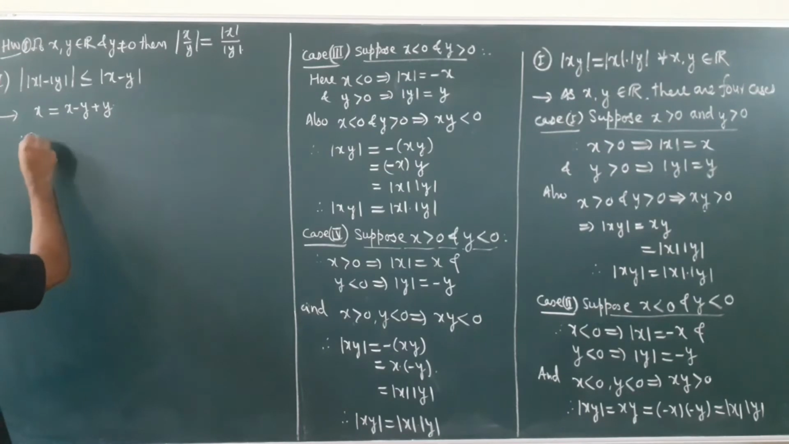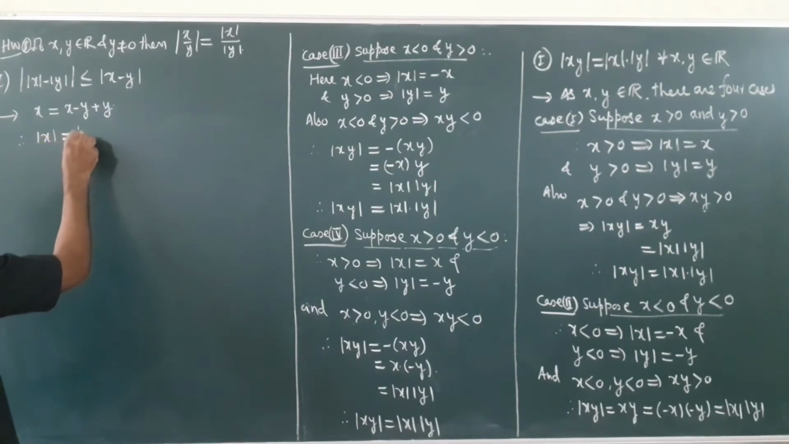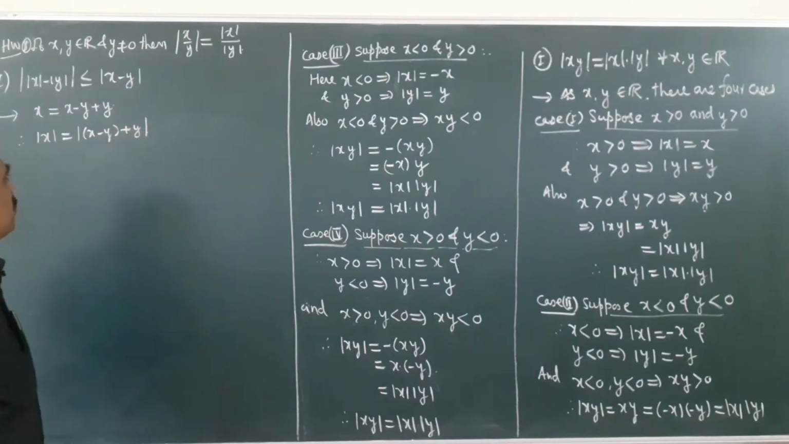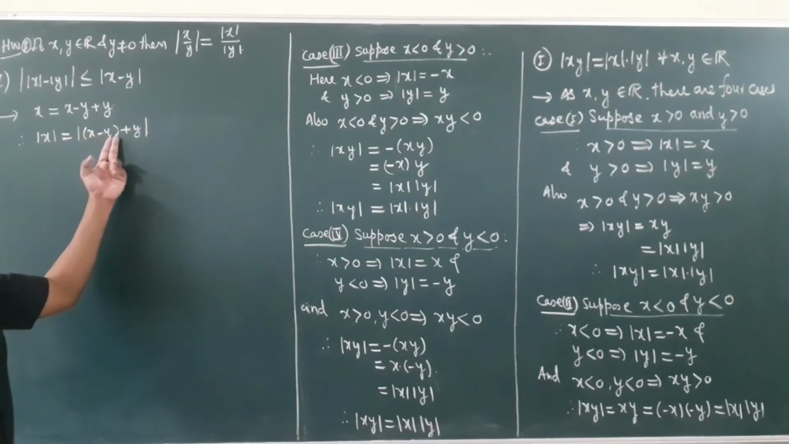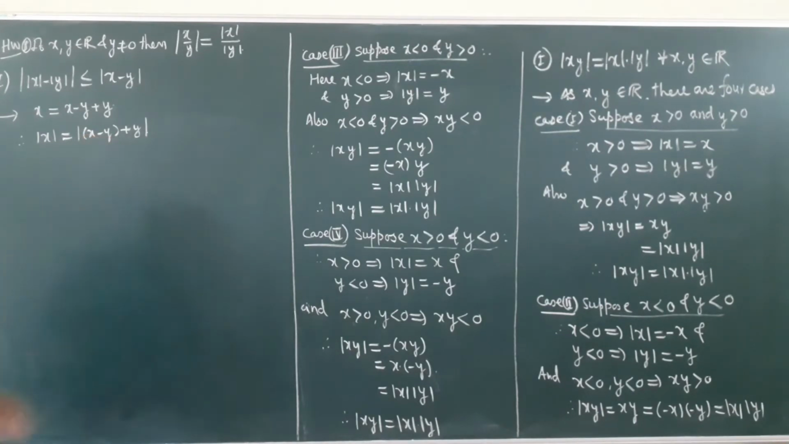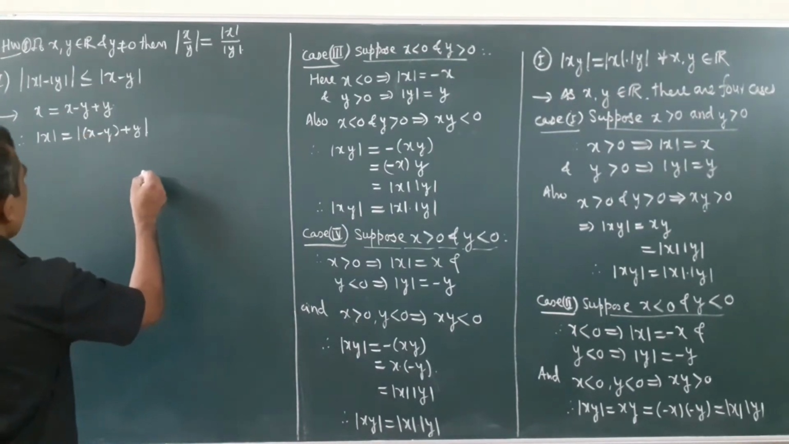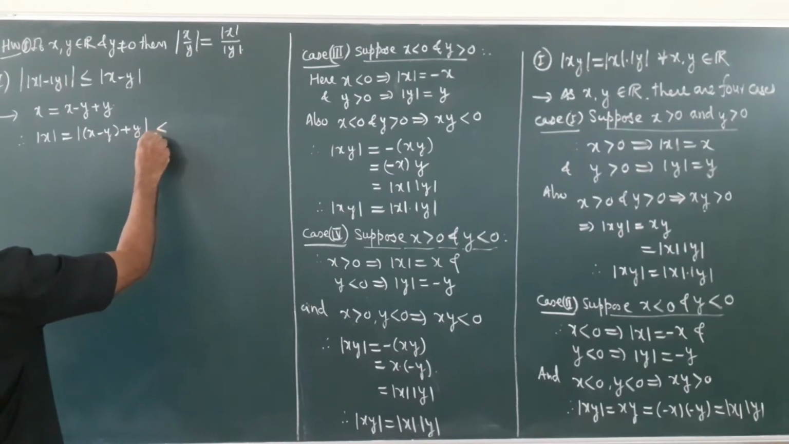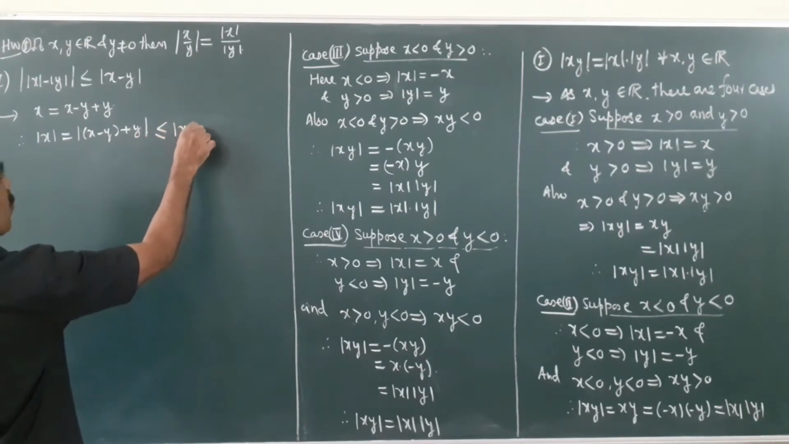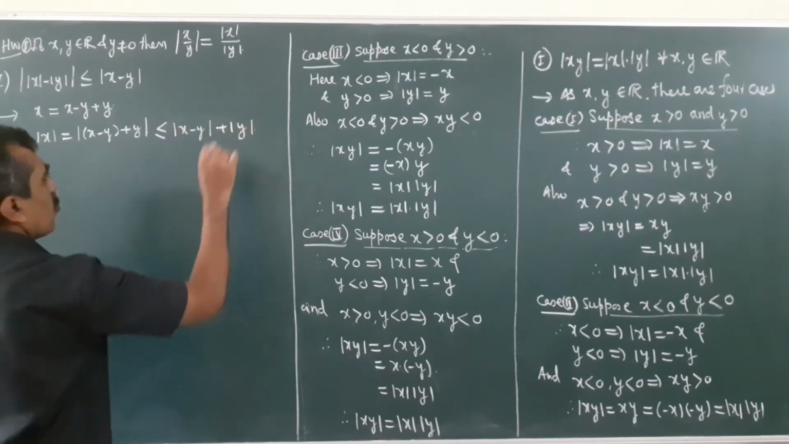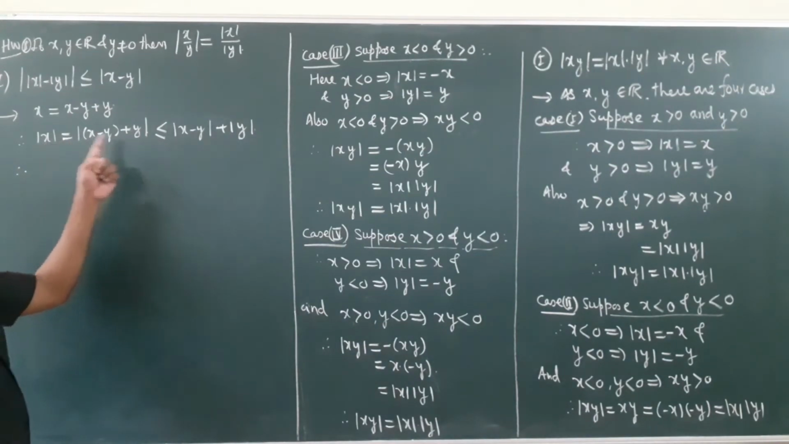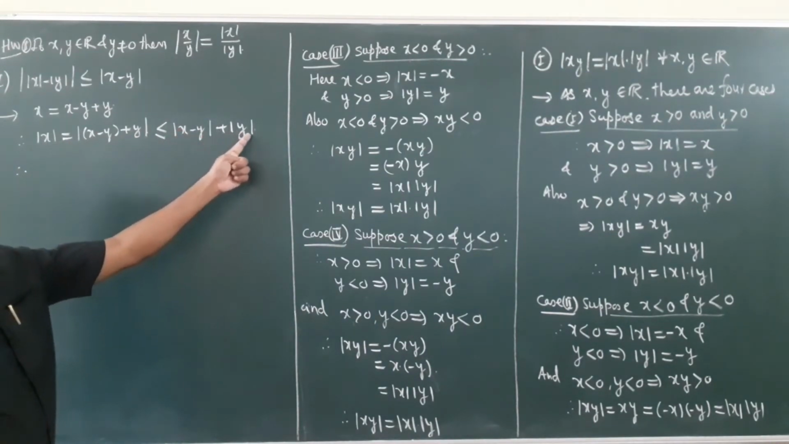Therefore, I can take mod of both sides. Mod of x is equal to mod of x minus y plus y. I may take these two real numbers together, doesn't matter. Now I will use triangle inequality to these two. So this is less than or equal to mod of x minus y plus mod of y. Therefore, mod x is less than or equal to mod of x minus y plus mod y.